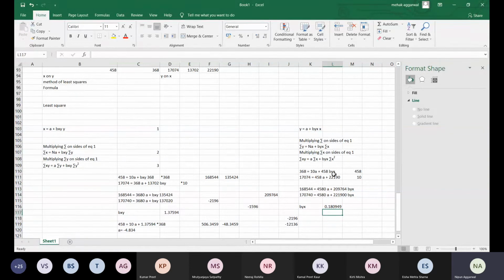Putting it in any of the equations, you will get the value of a, and you will get the general line of y on x. So in that way we can apply the least square method to find the regression line of either x on y or y on x. Fine enough? Clear? Any doubt on this? Least square method, is it clear to you?